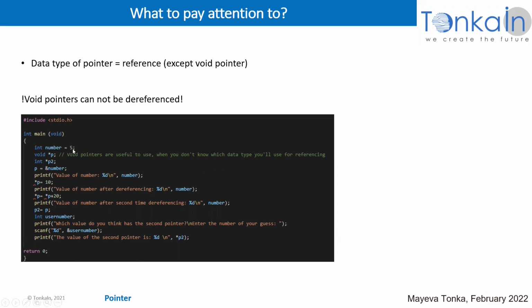So you can see at first we assign to the integer variable number the value 5. Then we have two pointers. The first one is pointer P, and the data type is void. Then we have no issues in giving the address of number to the pointer P, as I mentioned before. Giving a pointer a void data type is very useful when you don't know which data type you'll use for referencing. But always pay attention that you cannot dereference afterwards. And this is why we can't dereference the pointer P with 10.